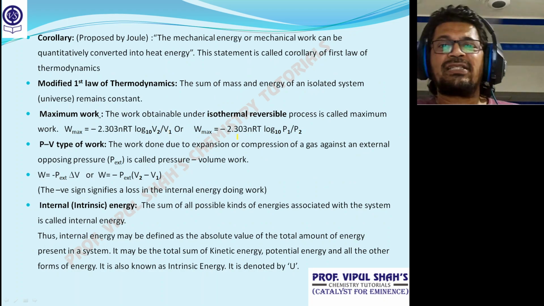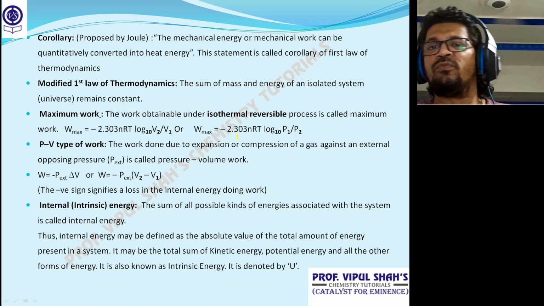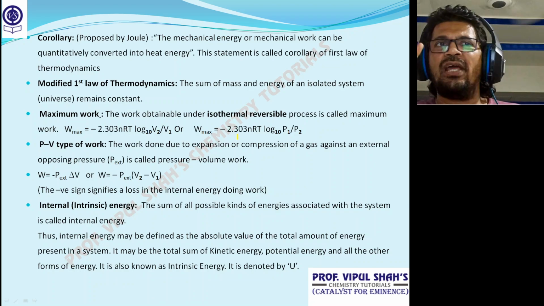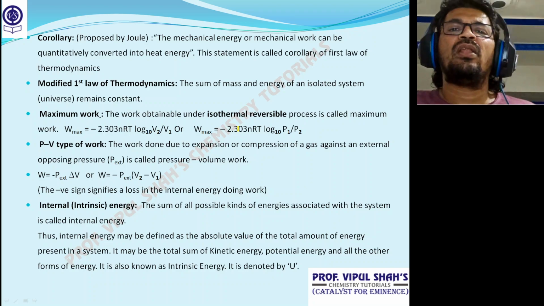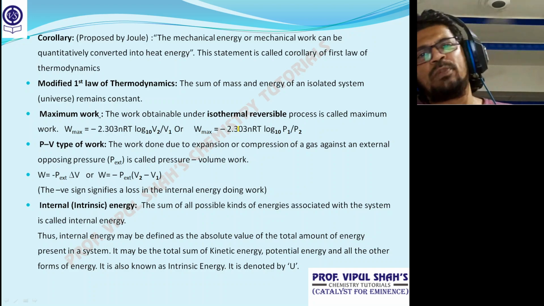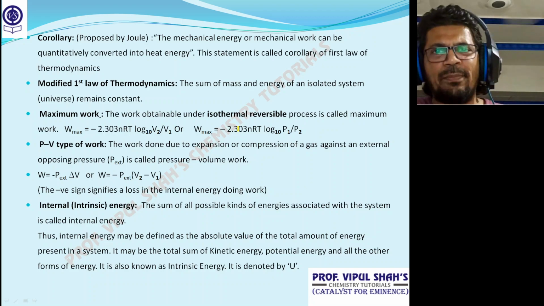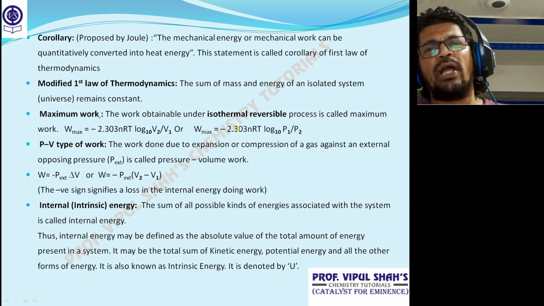Now come to maximum work. What's maximum work? As I said, there are two conditions for maximum work: isothermal and reversible. So the formula for W max here is minus 2.303 nRT log of V2 by V1 or P1 by P2. V2 by V1 or P1 by P2 is with respect to Boyle's law, where at constant temperature, pressure is inversely proportional to volume. So either V2 by V1 or P1 by P2.